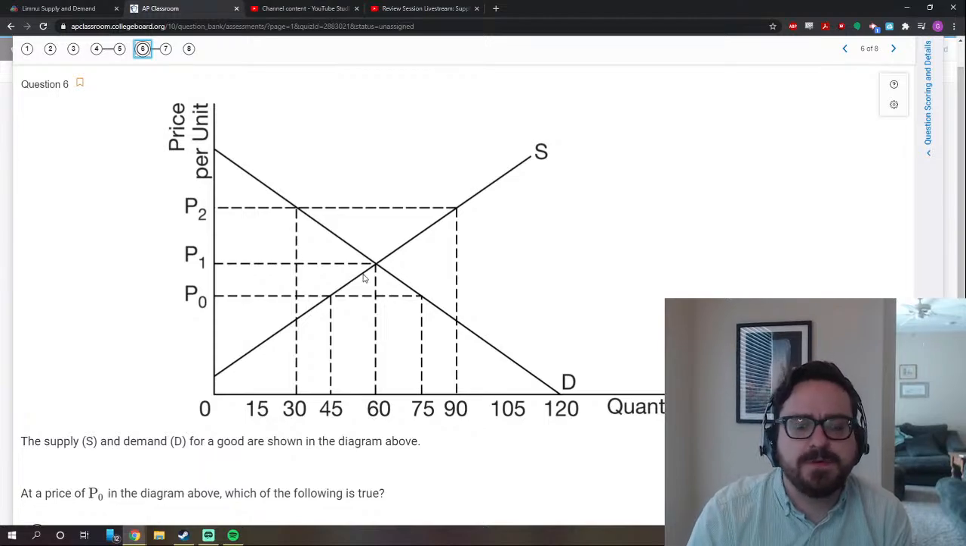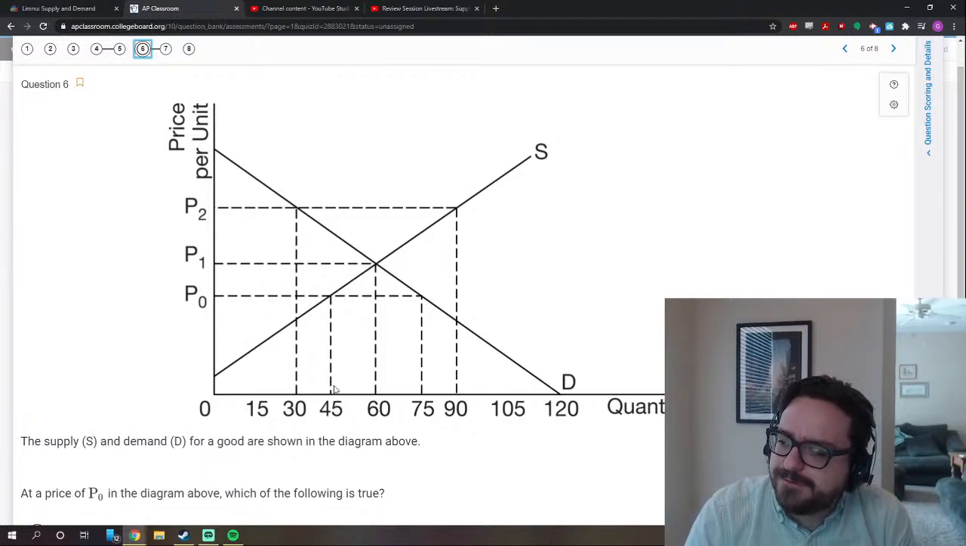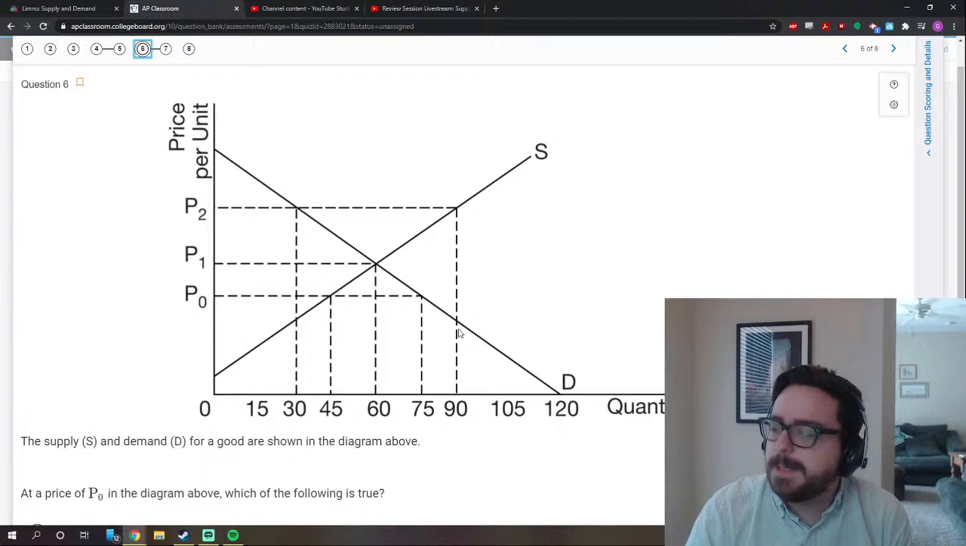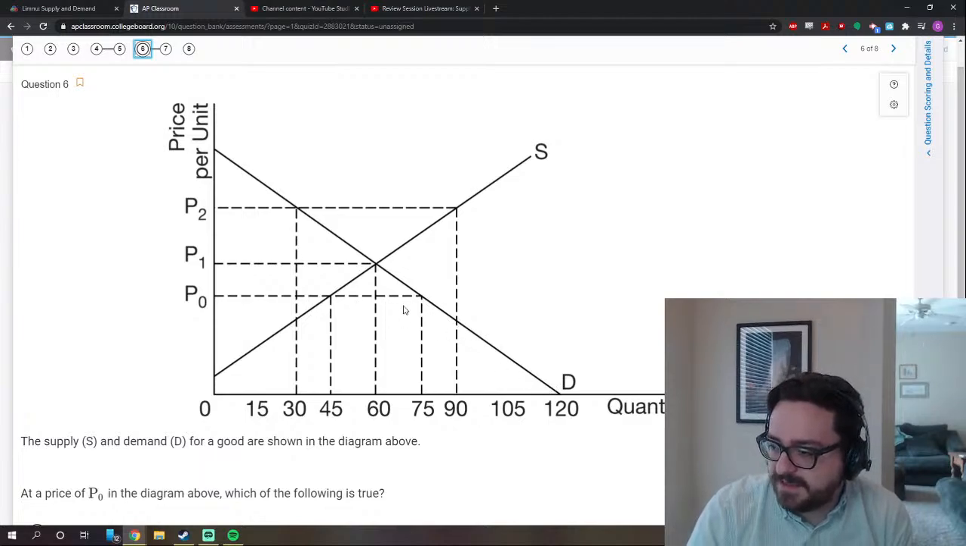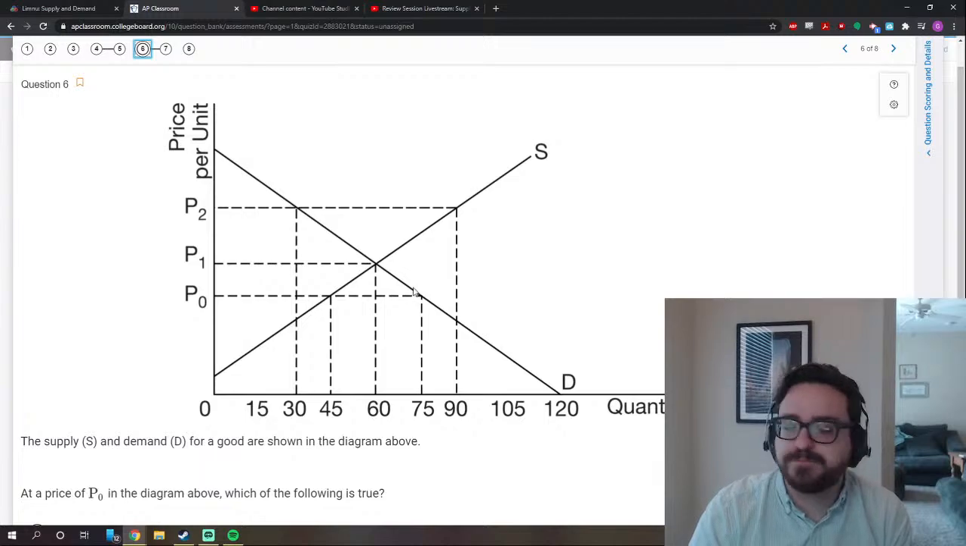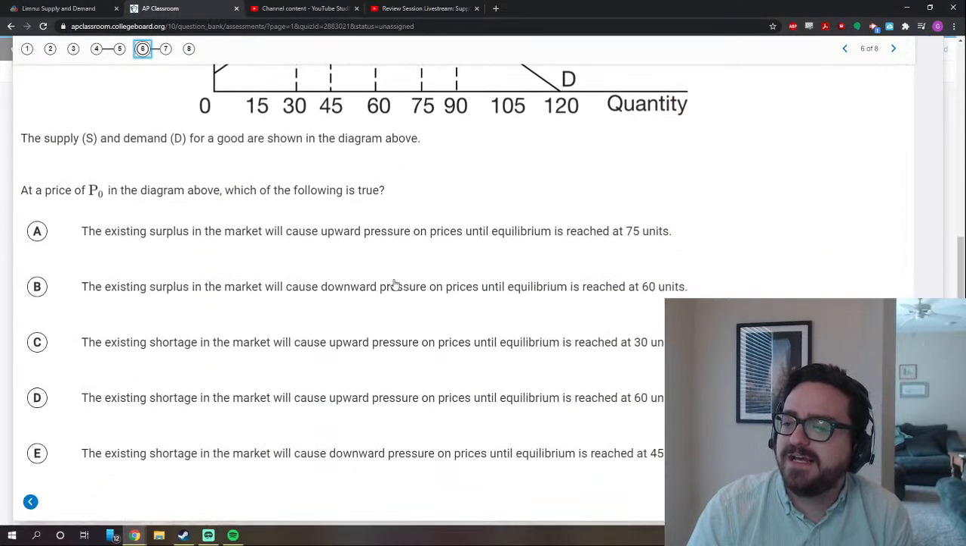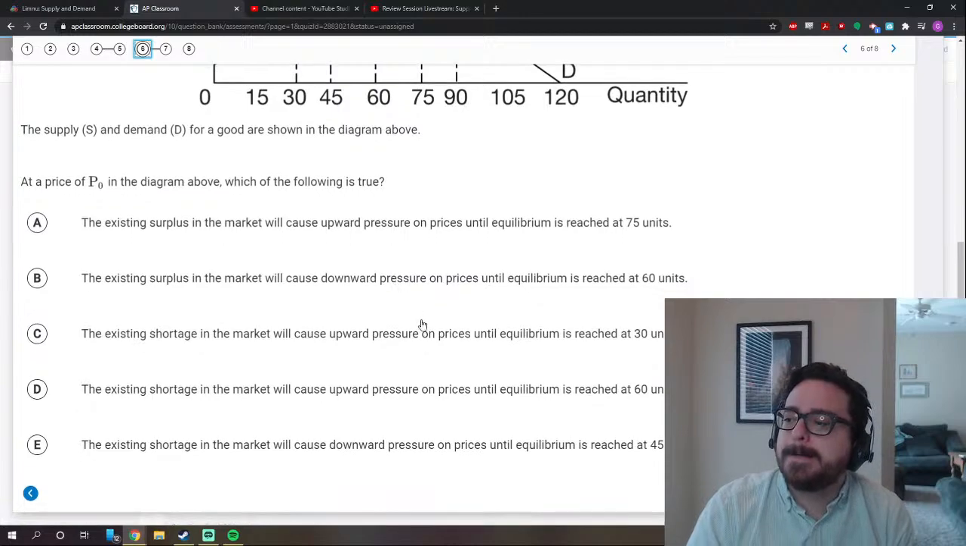If I need the graph to help me with that, at P0, I've got 45 as my quantity on my supply curve. So it means there's 45 of the good being produced. People want to buy because it's on the demand curve, 75 of the thing. Yikes, that's super awkward. So I've got a shortage of 30.